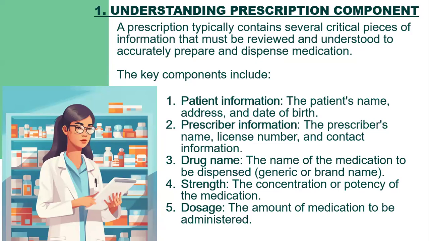So the patient's information, and the prescriber's information, of the doctor: from which hospital, where is this prescription coming from? These are things that you need to know. The license number, the contact information that you can reach out to. Remember, I said that pharmacy technicians collaborate with other healthcare professionals. So you need to have the contact in case there's something that does not fall in place.